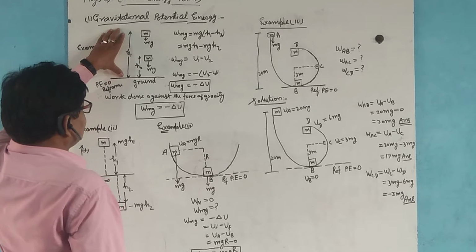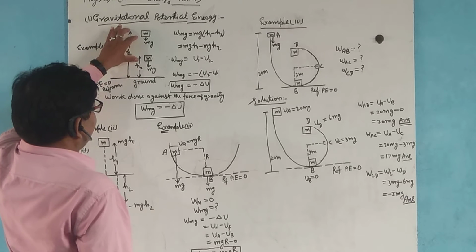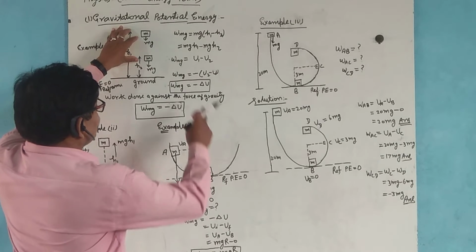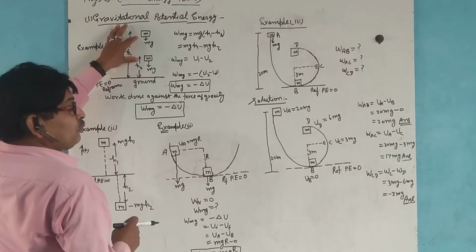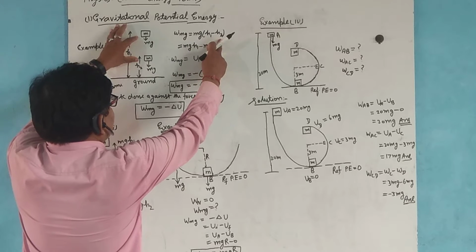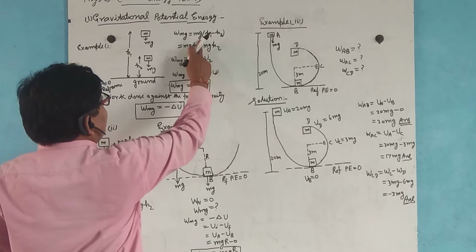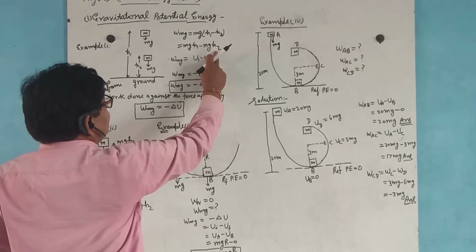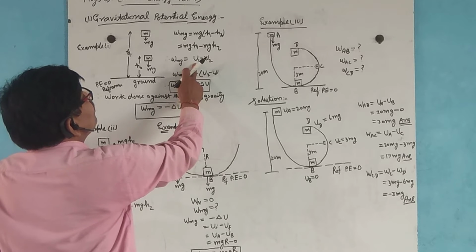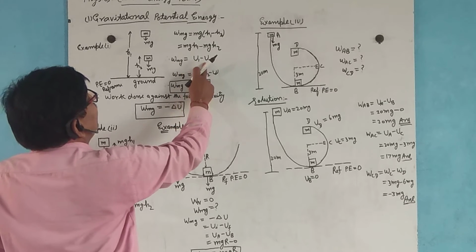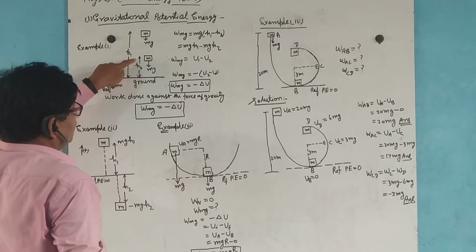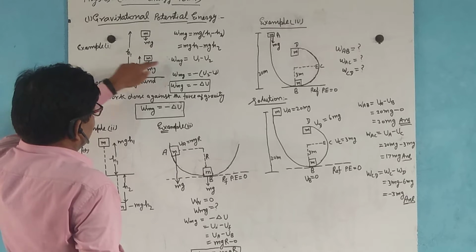In this case, this is h1 and this is h2, so the height difference is h1 minus h2. So the work done by the weight mg is mg(h1 minus h2), that is mgh1 minus mgh2. So the work done by mg is equal to potential energy U1 minus potential energy U2, here potential energy U1 and in this case U2.